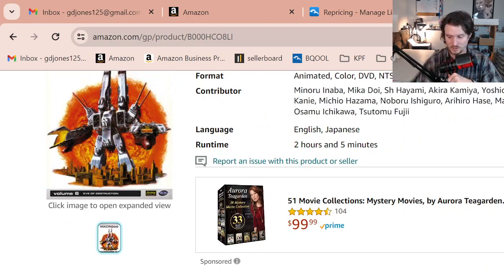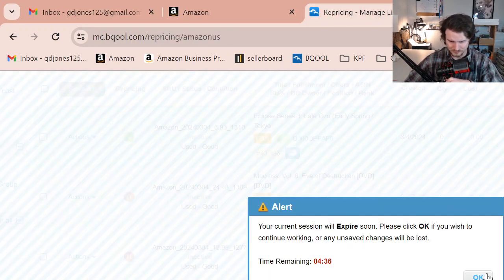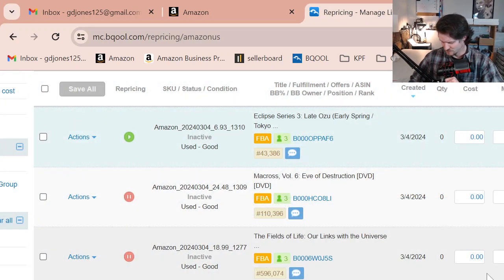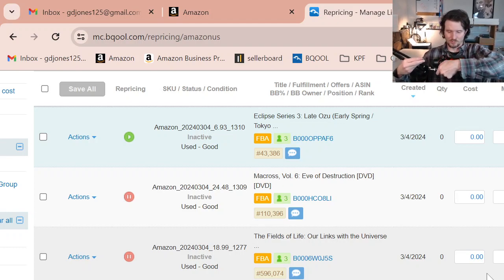So if I put it at $139.00, that's $88 of profit, guys. That's huge. That's what I'm going to try to do. If it doesn't quite sell at that price, that's fine. I'll drop it down and try a different price. But that's where I'm going to try to put it for now.